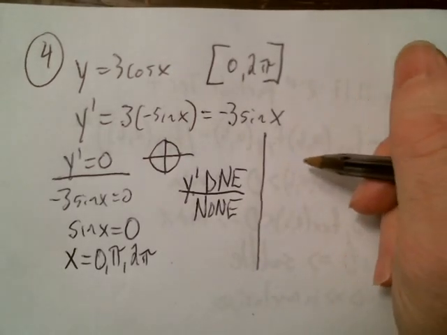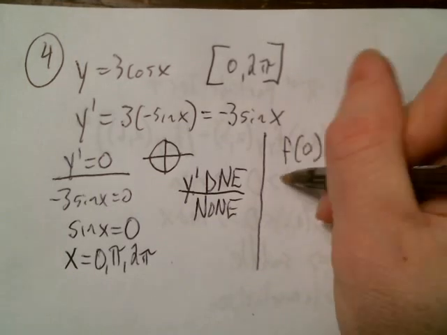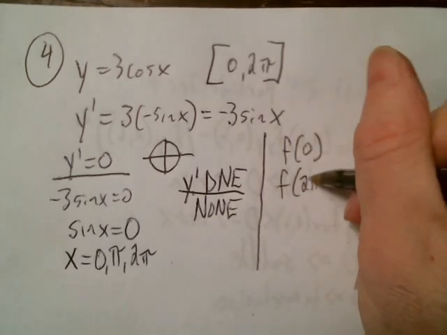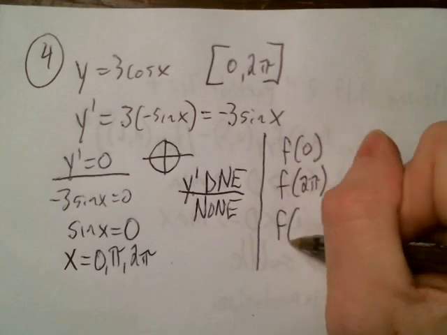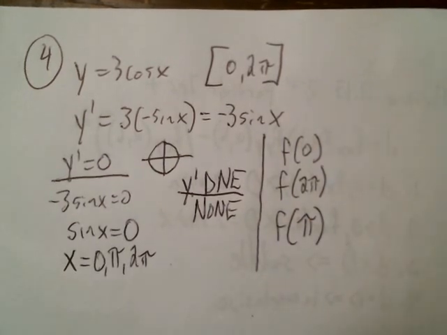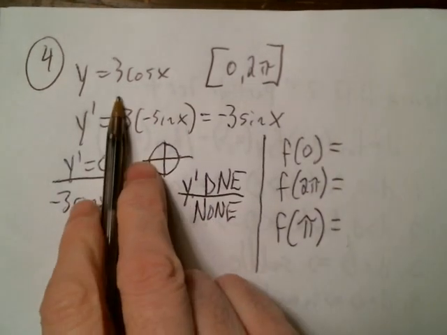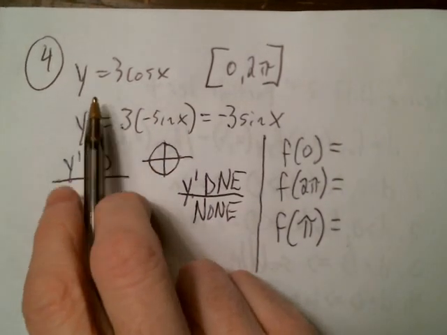Okay, so for the extrema on a closed interval, we need to check the endpoints and then any critical numbers. Right? So the only critical number that wasn't an endpoint was pi. And then I plug these back into the original function and look for what's the max and what's the min.